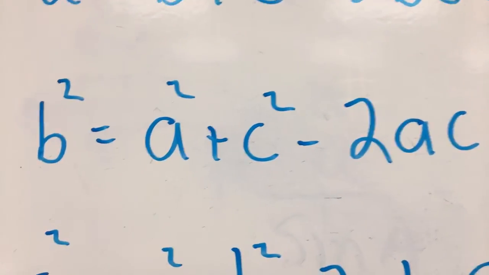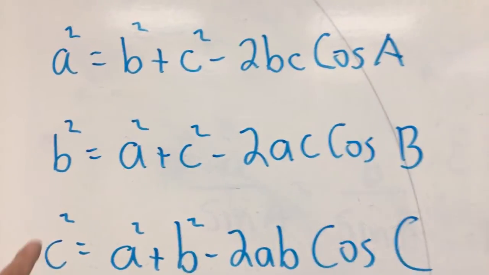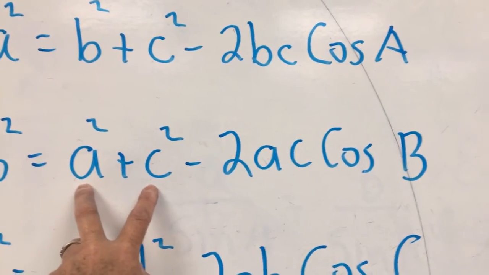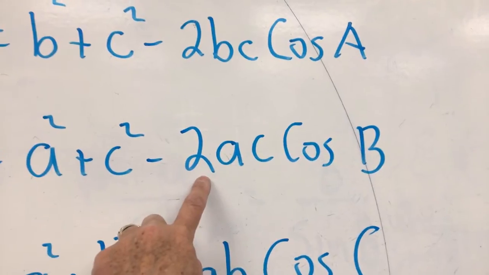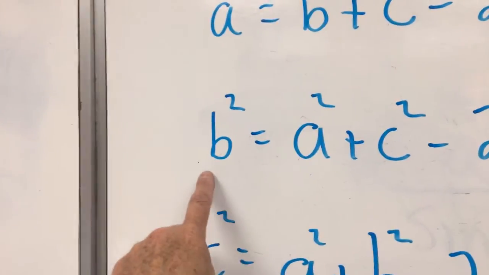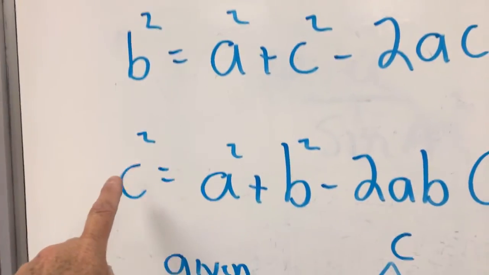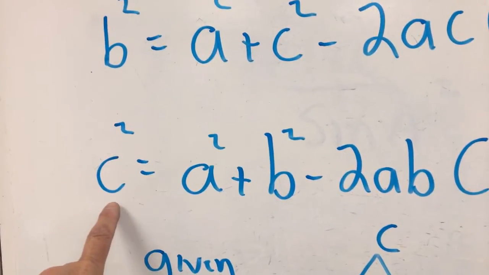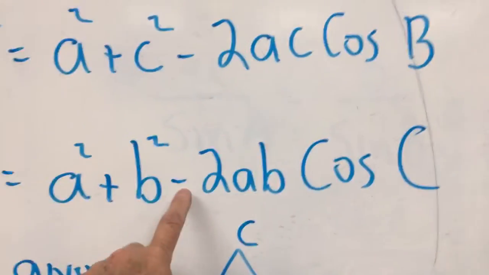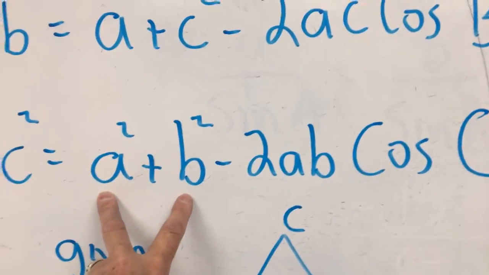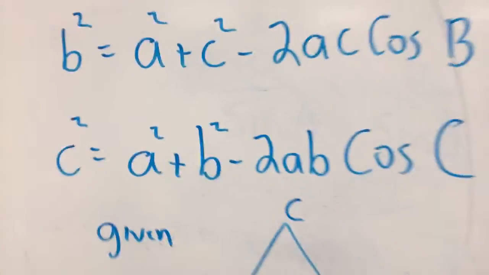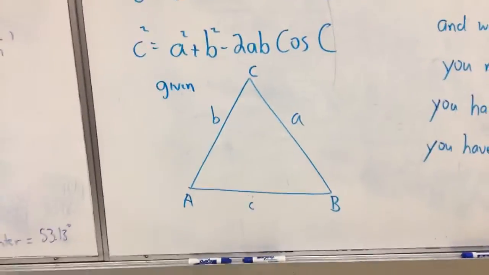The second form of this says that b squared, notice the pattern, is a squared plus c squared minus 2ac cosine B. And then finally, the third variety: c squared is equal to a squared plus b squared, that should look really familiar to you, minus 2ab times the cosine of C. So where are the pieces for this? How do you put all this together?